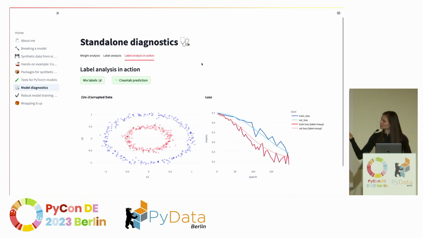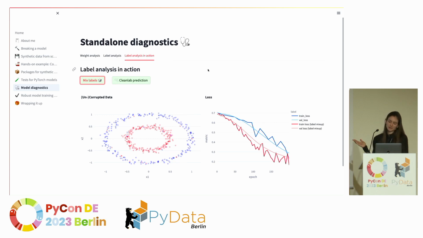So I have my beautiful concentric circles here again, and on the right-hand side, you can see my loss curves for a simple classification model. And now let's mix up some labels. So now you can see there are evidently some blue dots in the inner circle, which should be red, so this is definitely not correct. And on the outer circle, I have some red dots, which also should not appear there.